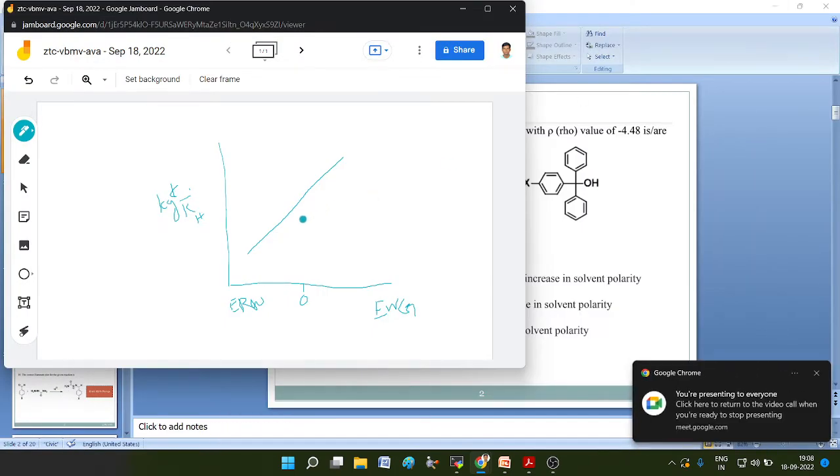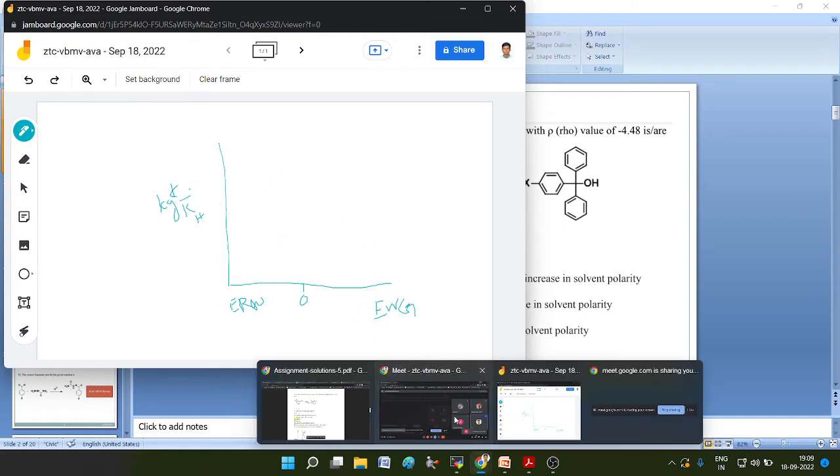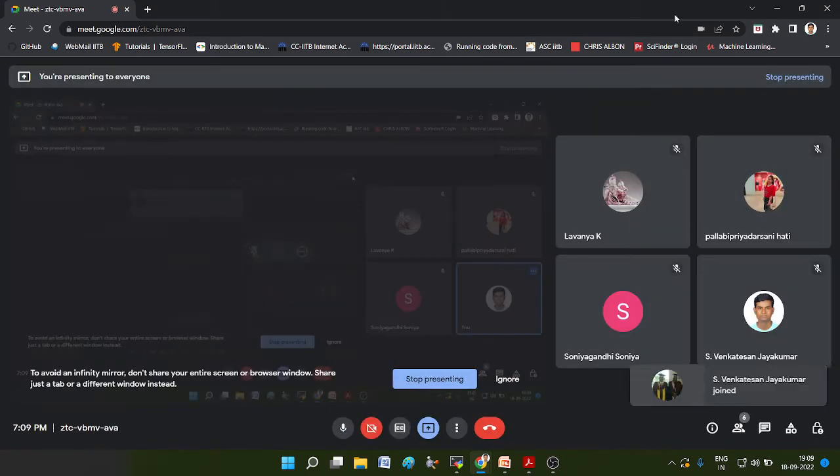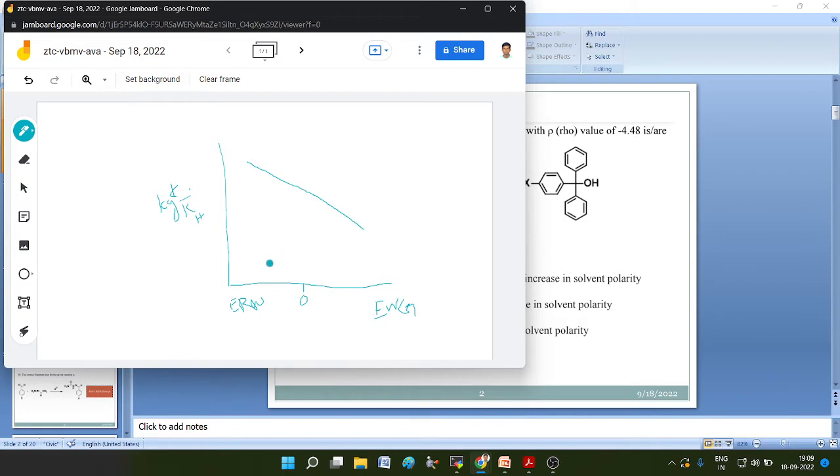Now this is the rho value. Oh, sorry, my picture is extremely wrong and confusing. This was a positive slope. What I have is a negative slope, so it's a straight line passing like this. Now an electron releasing group, for example the NH2 group, has a high rate compared to hydrogen, so there is a point. Now when you have an electron withdrawing group, the rate is slow, so that's what it means.